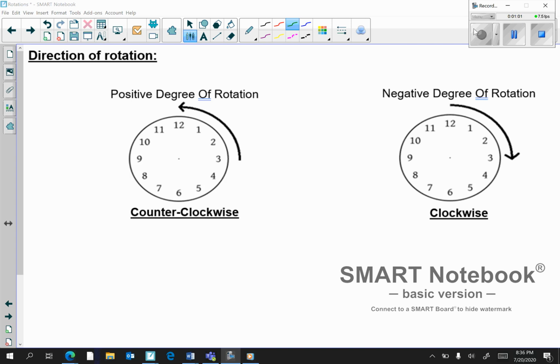The direction of our rotations is important to address. If we have a positive degree of rotation, we're going counterclockwise, the opposite of a clock. If it's a negative degree of rotation, we're going clockwise, the same direction as a clock.